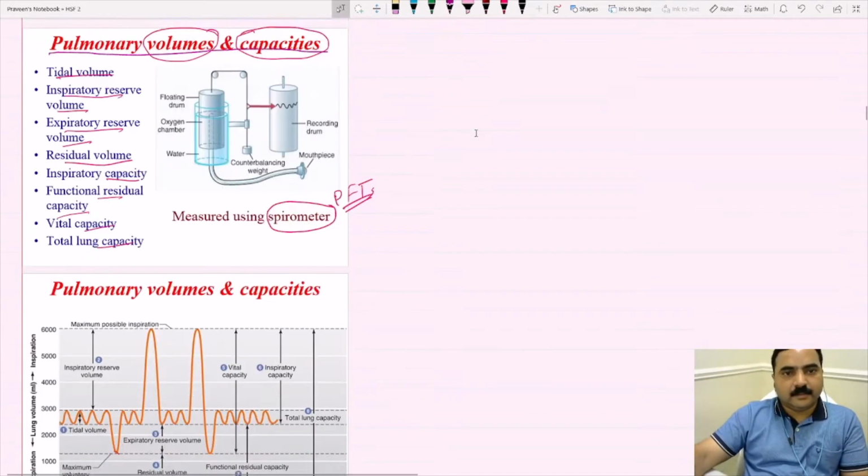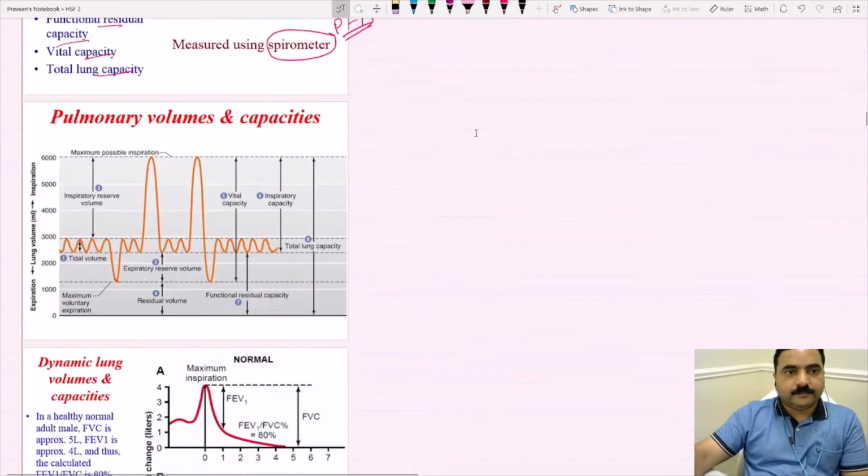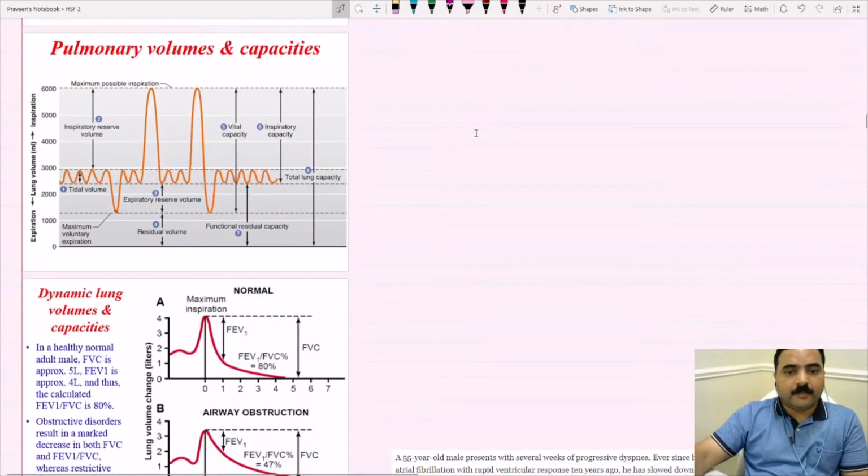Let's see, using this graphical representation over here, what are the pulmonary volumes and the capacities? So the first one is the tidal volume. The tidal volume is over here. This is the tidal volume, which has a normal value of around 500 ml.